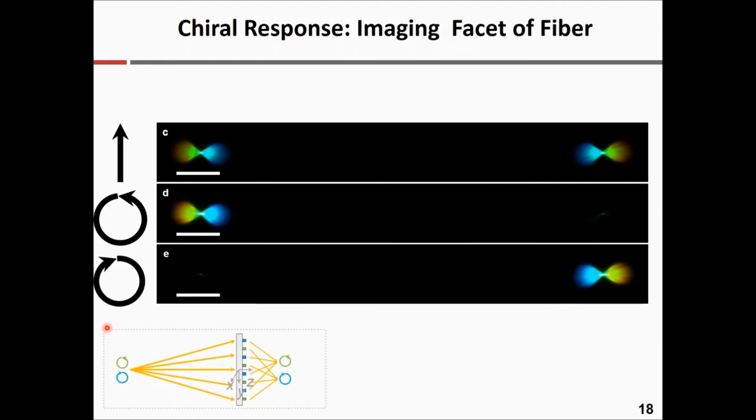So to test these lenses, we use a facet of optical fiber. We put the fiber here. We put a linear polarizer plus a quarter wave plate to be able to control the polarization of the incident light. So we launch this fiber with a tunable laser with 550 nanometer center wavelength and a bandwidth of 100 nanometers. So first we set the polarization to linear polarization.